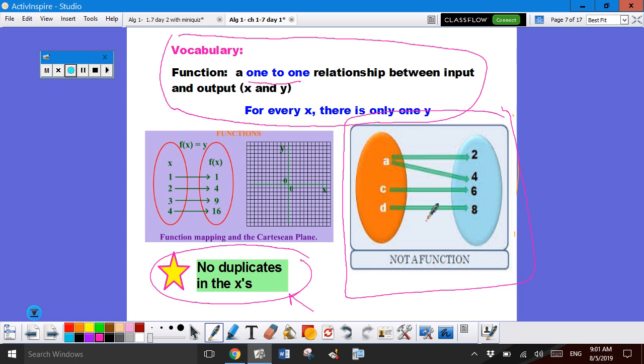So if I take a look at this, the reason that this is not a function is because there are 2 lines coming from the A. So this ordered pair would be A2 and A4. This cannot happen, okay? I cannot have 2 of the same x variables or values. I have to have different numbers in the x's. The y's don't matter. The x's matter, so this would not be a function. Functions have to be one-to-one.